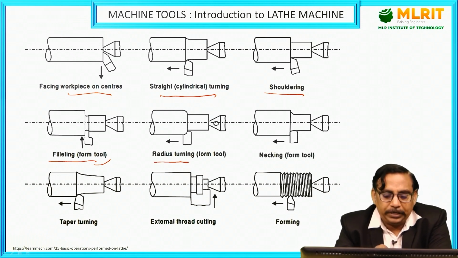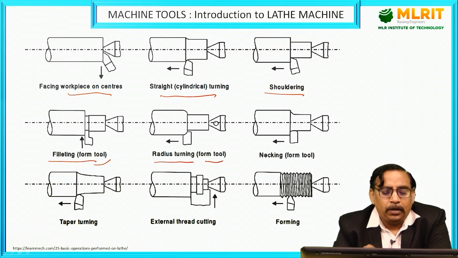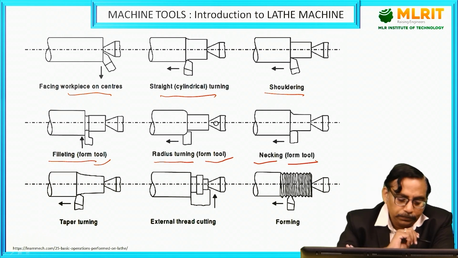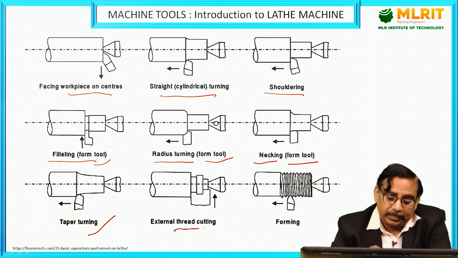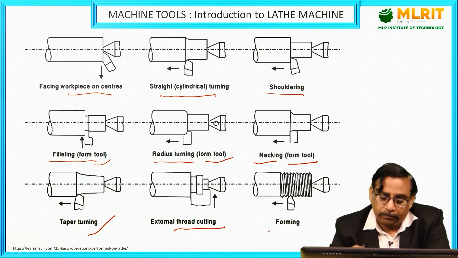Then coming to radius turning, this is also done by a form tool only. Even necking of the workpiece can be done by a form tool only. In taper turning, the cutting tool will be inclined to the axis. And external thread cutting, that is cutting on the outside, and forming.